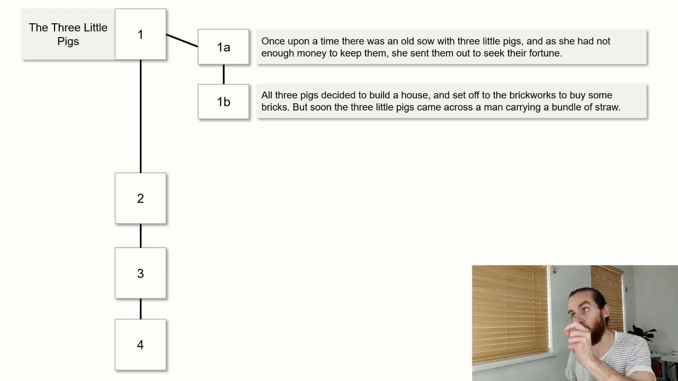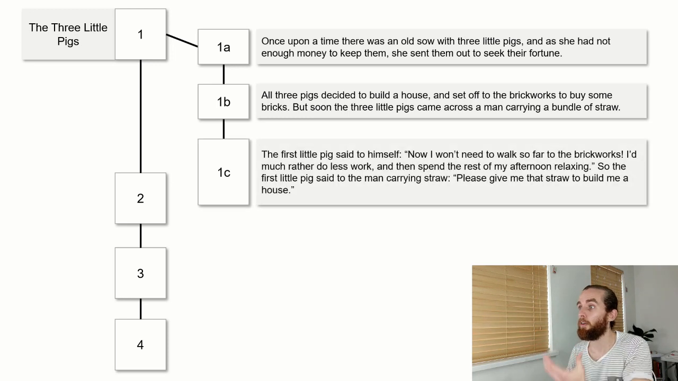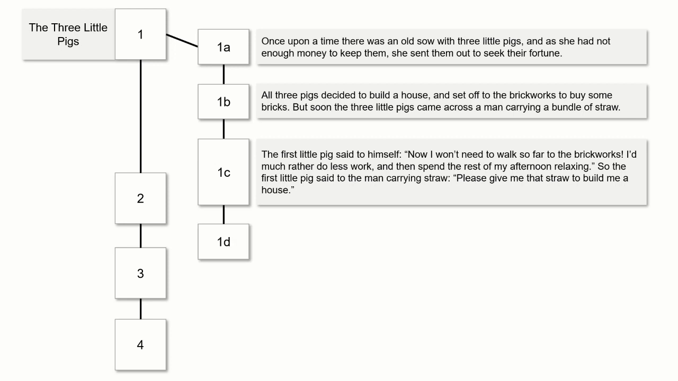Continuation of that is 1C. So the first little pig said to himself, I don't want to walk to the brickworks, it's too far. Man, give me the straw and I'm going to build a house. Now this is where it gets interesting, because we know in the story that the first little pig goes off and builds his house and gets blown down and gets eaten by the wolf, but that's actually more of a drill down into that 1C.